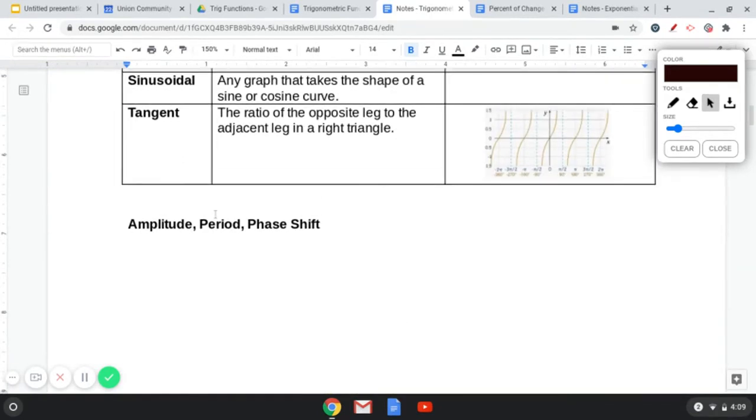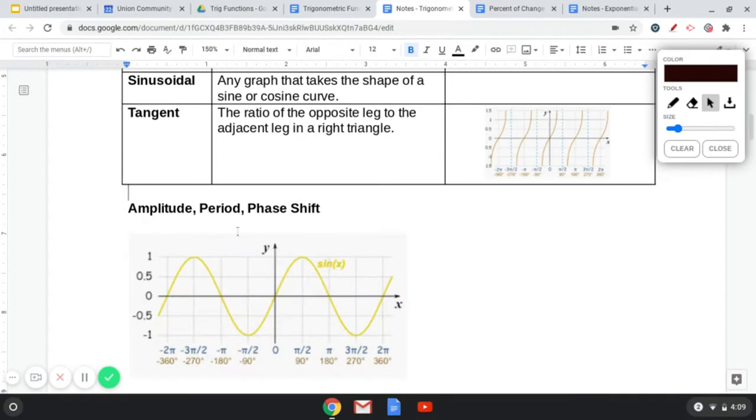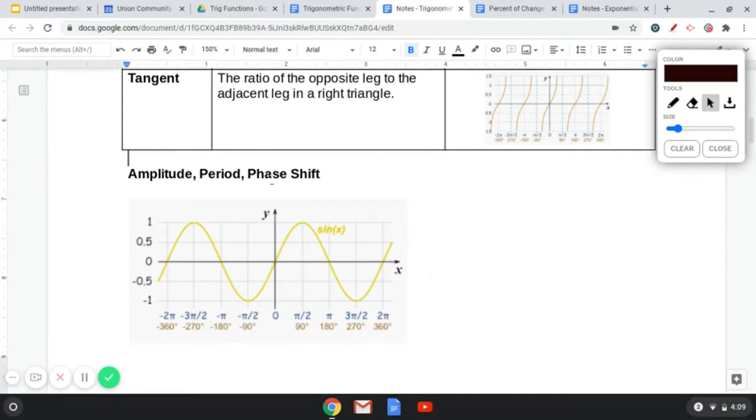Let's talk about amplitude, period, and phase shift now. Okay, amplitude is the distance from a crest up here to the halfway line here. So this is the amplitude. So the amplitude is the distance from a crest or the peak or the bottommost point or the topmost point to the halfway point. In this case, it's the x-axis, but sometimes this is shifted up or down, in which case the halfway point would also be shifted up or down.